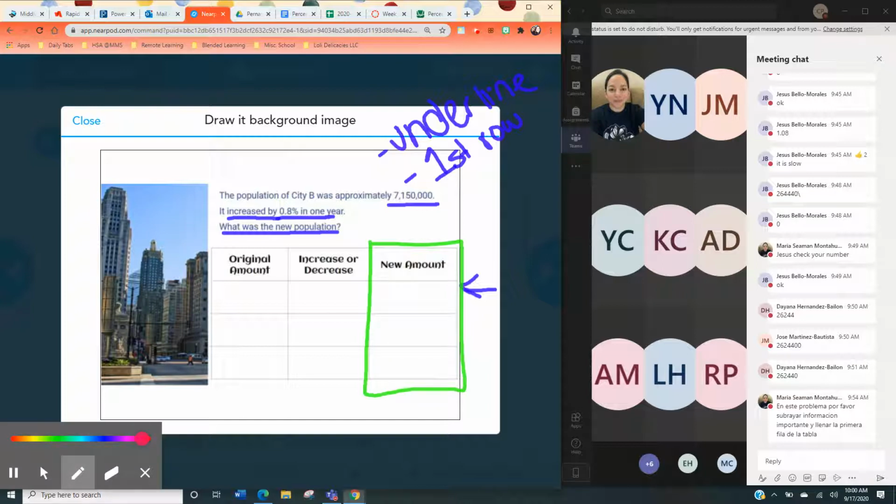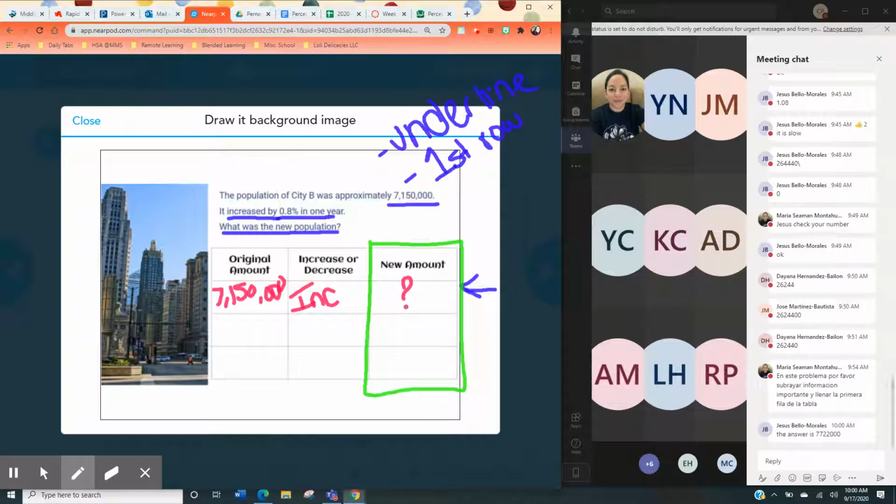So I like that I saw the correct amount in here for almost everybody. I saw increase in here and a question mark. So if that was you, very, very good. Don't give me the answer yet.